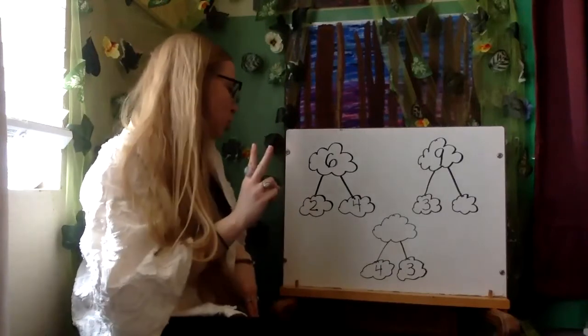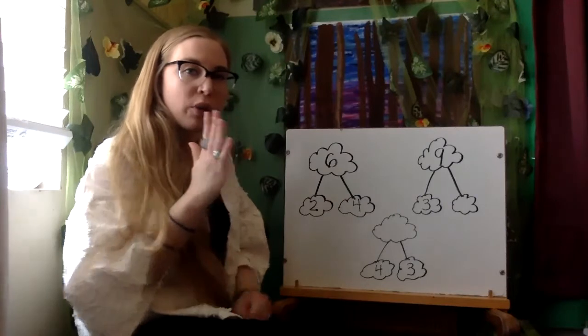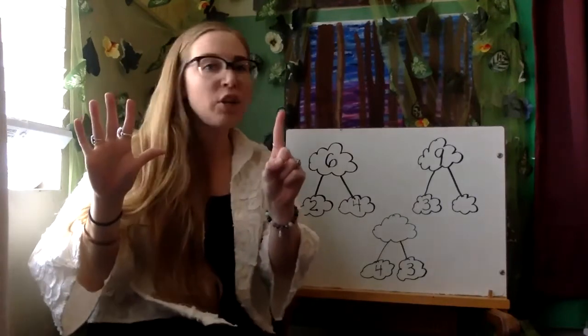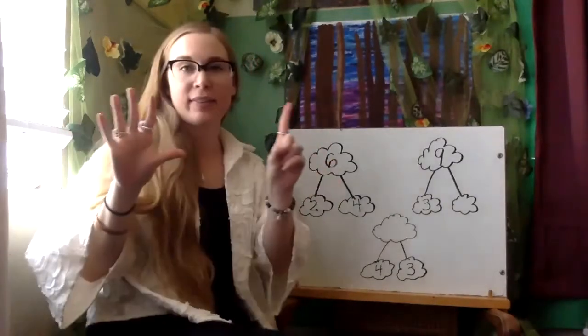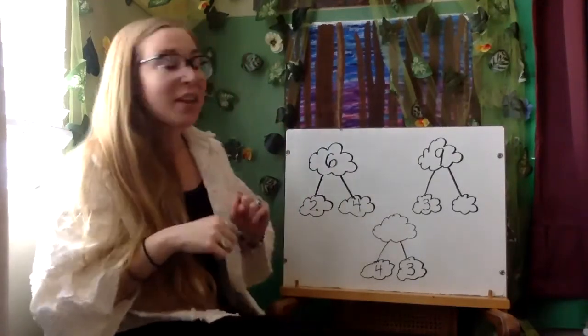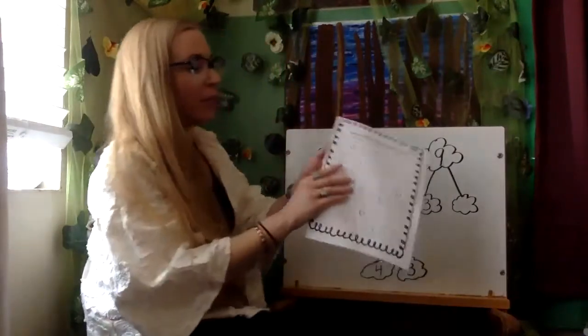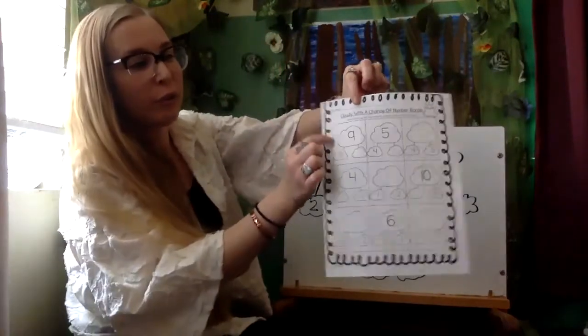So if we have 2 and we add 4 more, 1, 2, 3, 4, how many do I have now? Did I get 6? Yeah, so that means we did it right. Now let's try this problem over here. Now this problem is on the other side. So it's this first one right here.